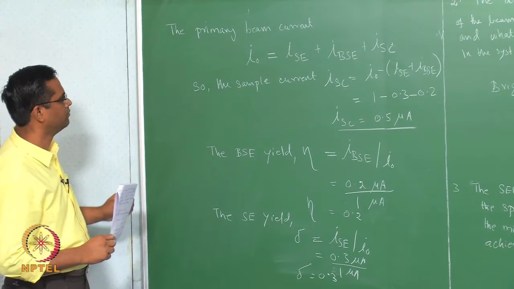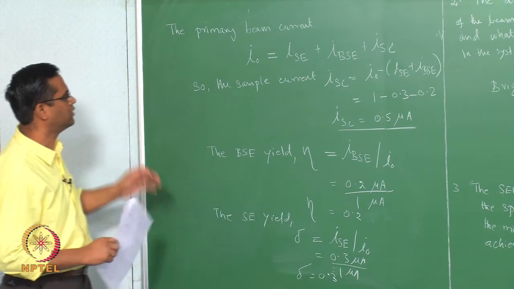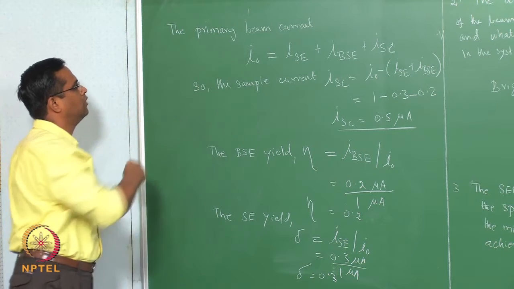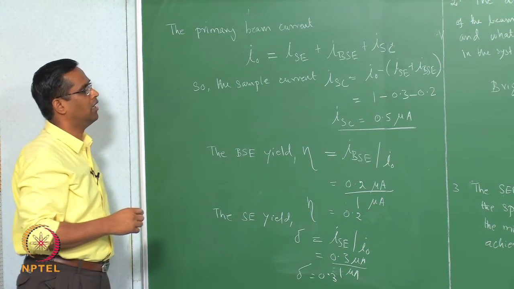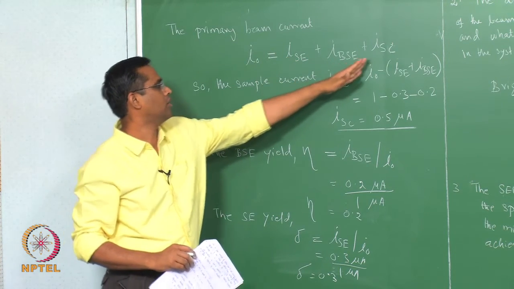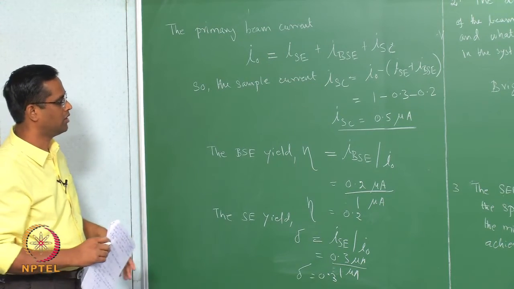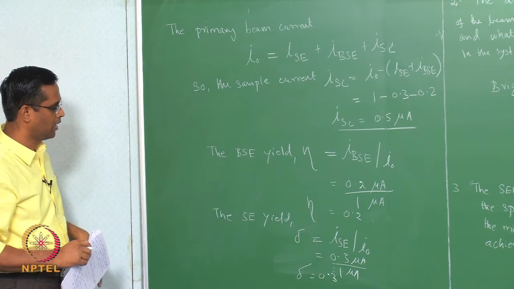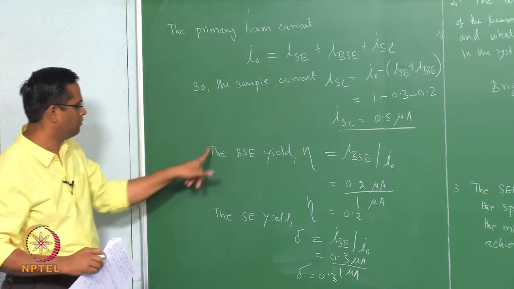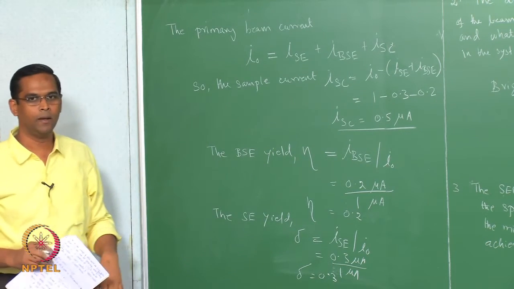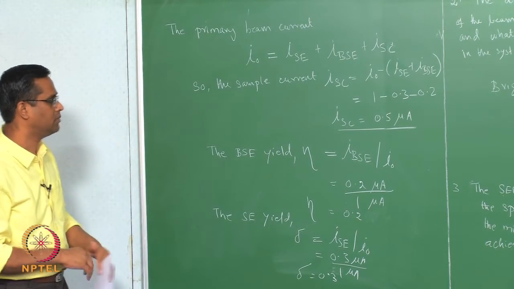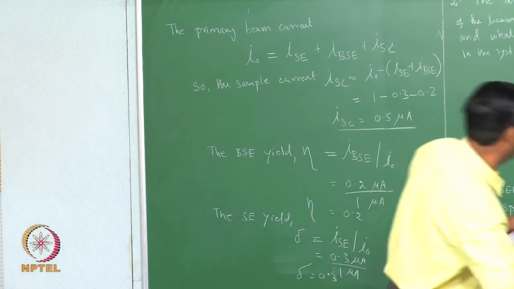So a simple arithmetic which involves the concept of how the primary beam current is dependent on the current of secondary electron and backscattered electron and sample current. A simple substitution, and then we can also work out the yield. And we have also seen the importance of this: the yield of BSE and the yield of SE decides the contrast that we have seen in some of the theoretical concepts. So now we'll move on to the next problem.